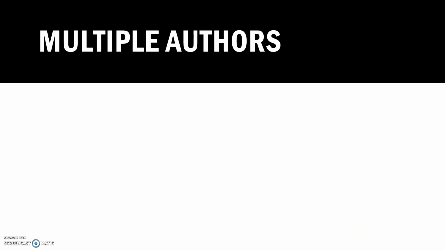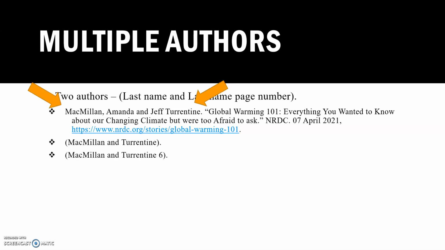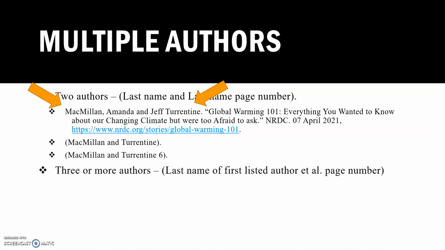When you have multiple authors, like two authors, you use two last names. So let's look at this source right here. Pause if you need to review it. If we were to do an in-text citation, we would simply take the last names, despite the fact that the last name's first for the first author and second for the second author. So pay attention to see how many authors there are when you're constructing your in-text citation.